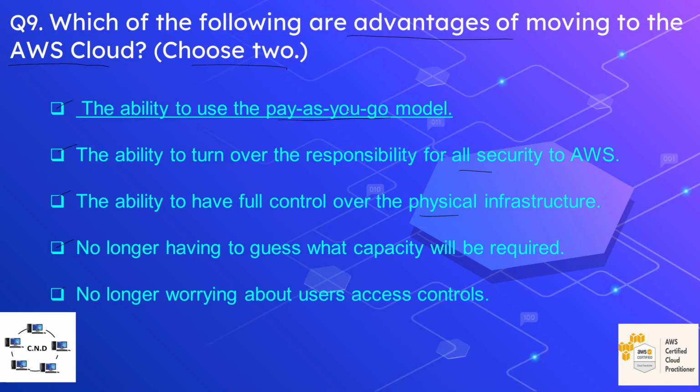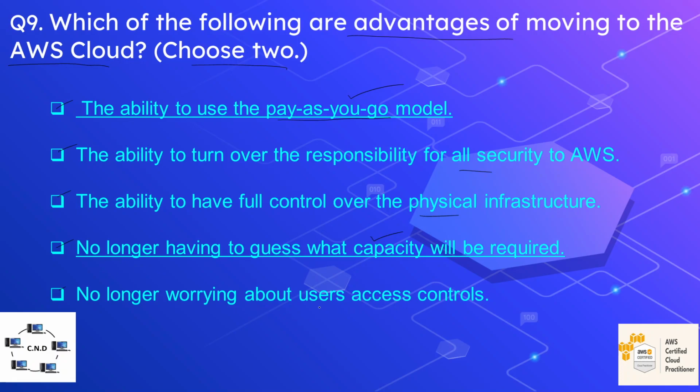the ability to use the pay as you go model, basically the on-demand cloud model. So this is the advantage, and the user no longer has to guess what capacity will be required because it is a scalable and elastic model. The capacity increases automatically as the user requirement increases.